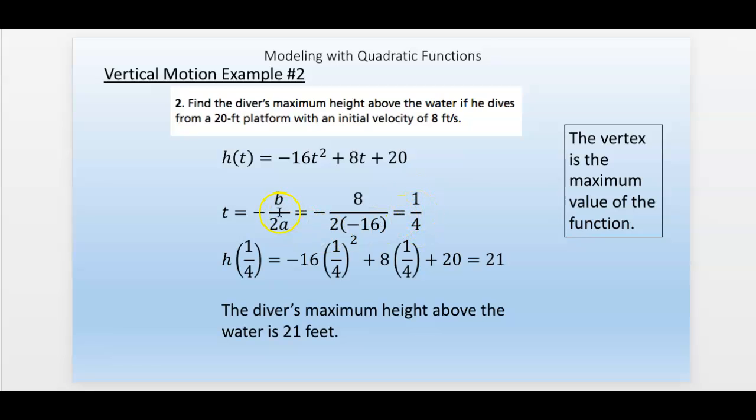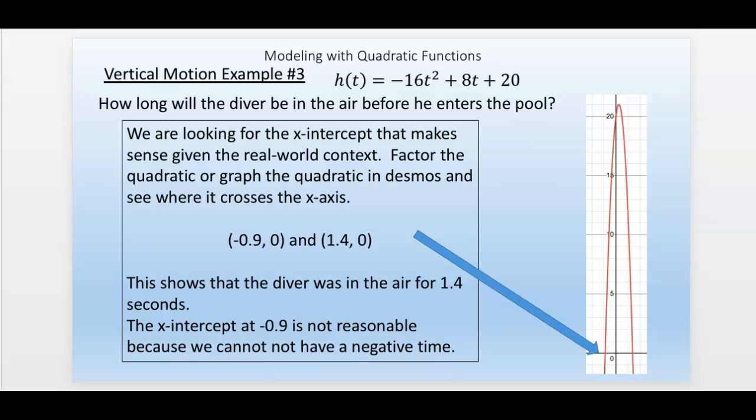All right, you plug in 1/4 into this equation right here. We end up with 21 feet. All right, the diver's maximum height above the water is 21 feet. There's a real quick look at the graph of that one. And he starts up here at 20 and jumps up to 21 and then starts to come down into the pool.